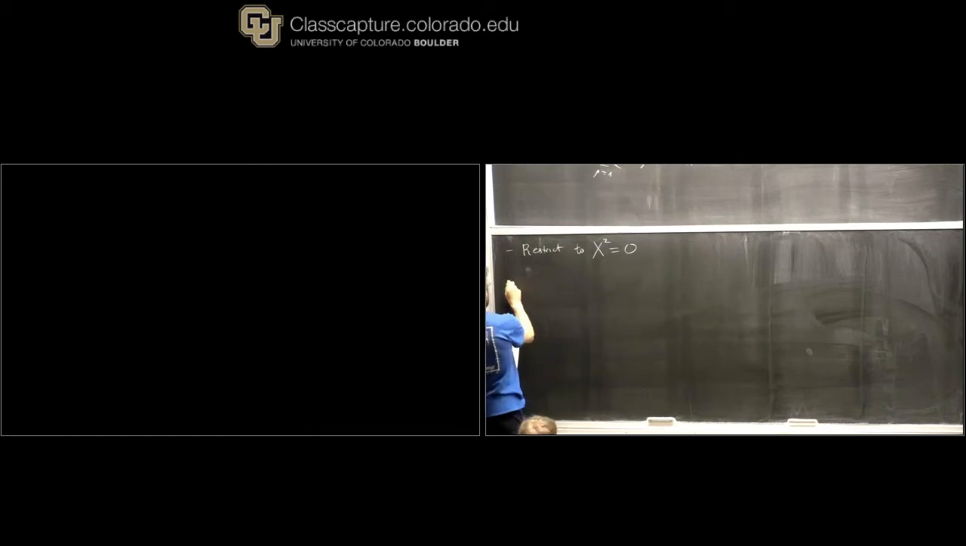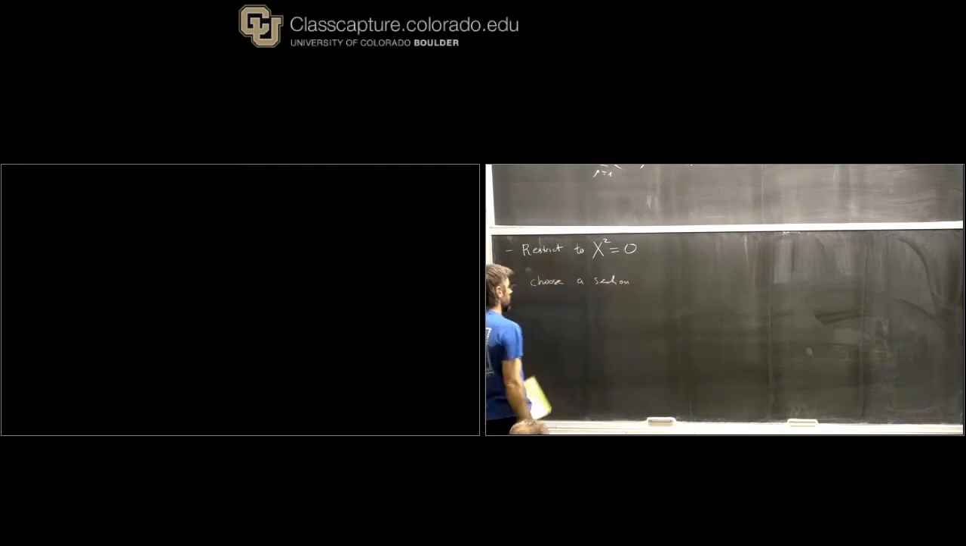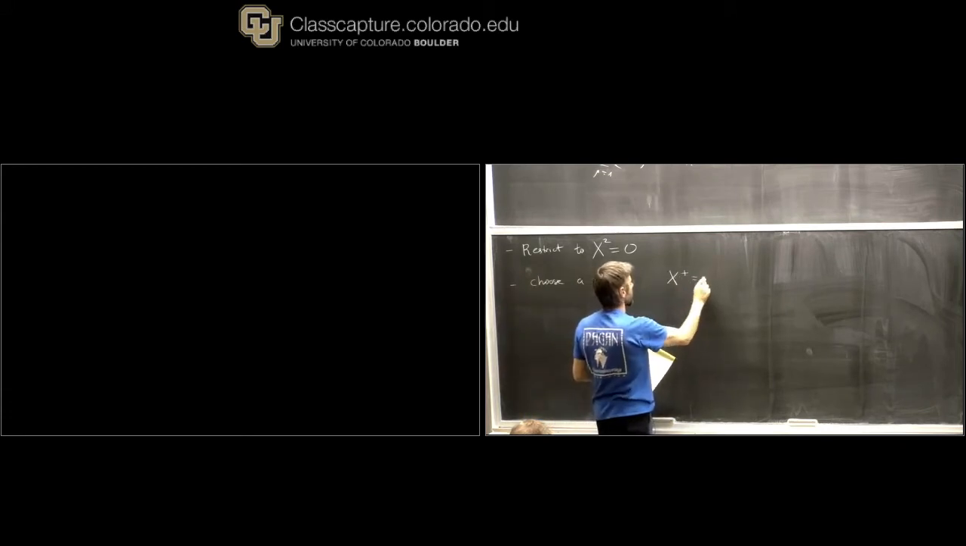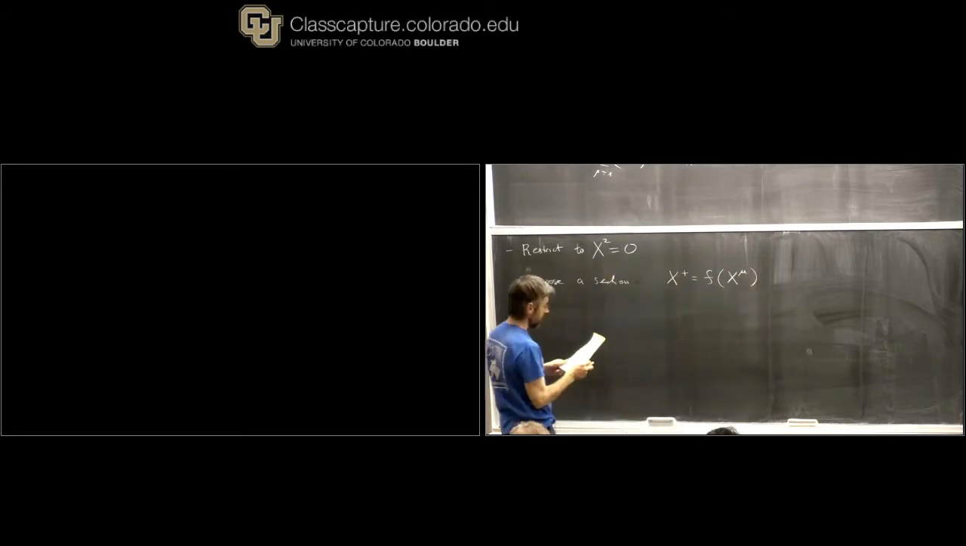But we still have to kill another coordinate, and in order to kill this second coordinate, we are going to choose, so we have this light cone, and we are going to choose a section inside the light cone. The most general section is given by this equation, x plus equals some function of x mu.